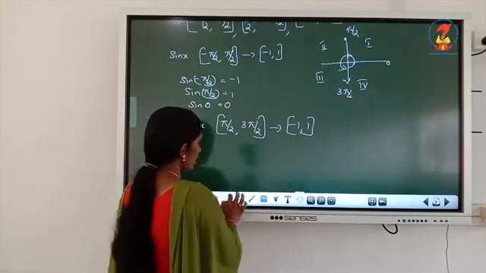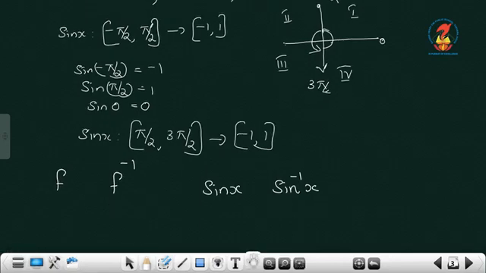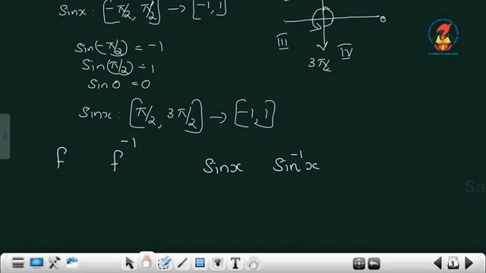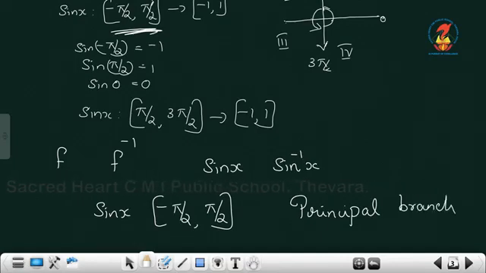What is the notation? If f is a function, its inverse is denoted as f inverse. Similarly, the function is sin x, the inverse is sine inverse x. So corresponding to each subinterval we get a branch of the function sine inverse x. But the branch with the range minus pi by 2 to pi by 2 is known as the principal branch. Okay, understood children?